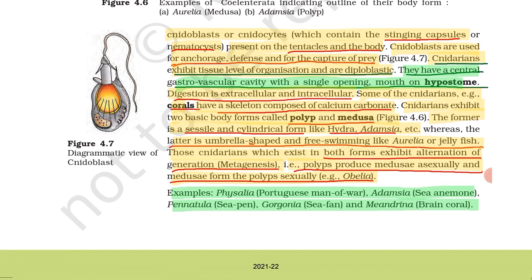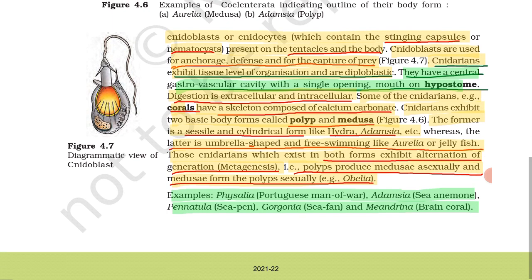Examples are Physalia. Physalia is also called Portuguese man of war. Next is Adamsia, sea anemone; Pennatula, sea pen; Gorgonia, sea fan; Meandrina, brain coral.